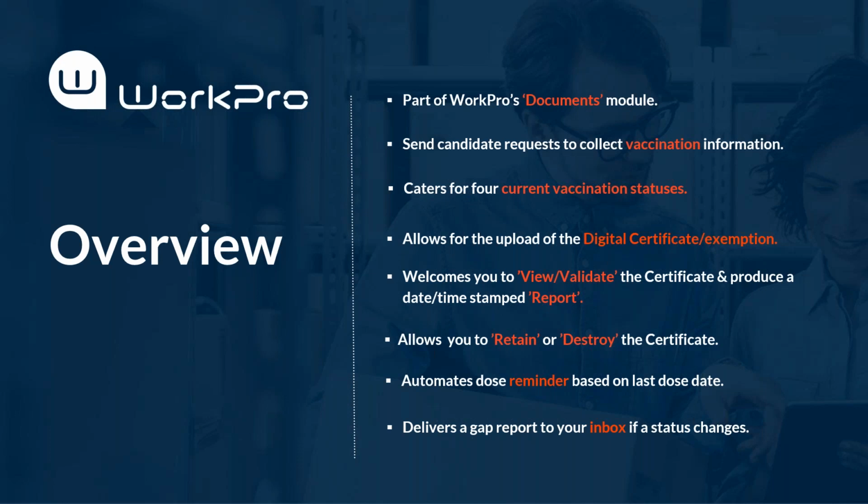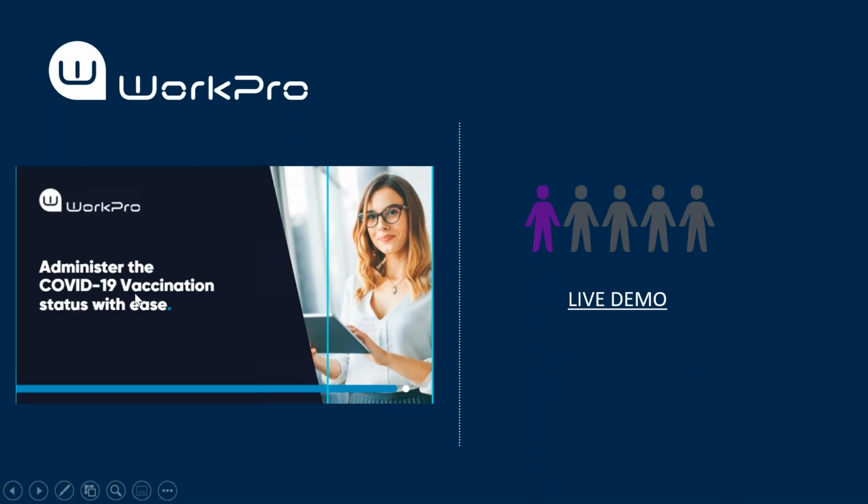In addition to the booster 1, and the automation of that rather than you having to cater for that. We also provide you with a report each week straight into your inbox of those candidates who have adjusted their vaccination information. They may have had their booster as an example. So we'll send you a single report that shows the candidate's name, their dose date, and their status, so e.g. booster 1. So that's a little overview of WorkPro's vaccination system.